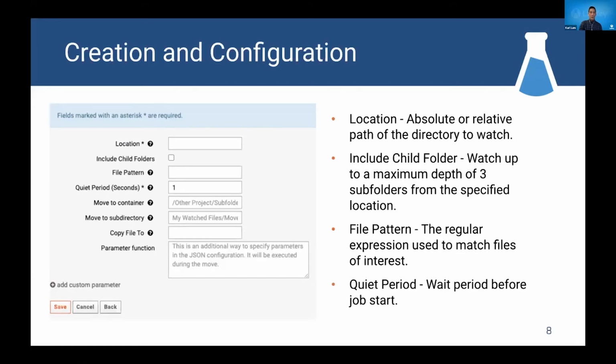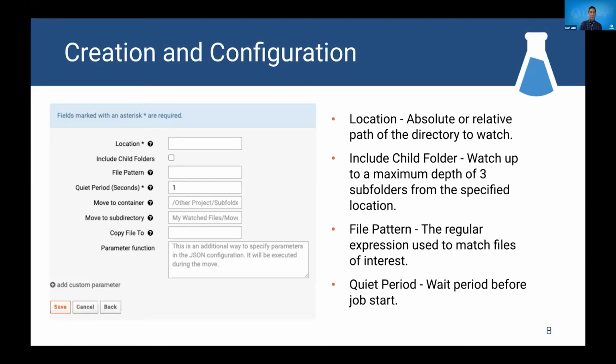So the second page of the wizard, a little bit more interesting options here. You have the location. So this is where in the file system that we are looking for a particular file pattern. And this can be either an absolute or relative path. And if it's a relative path, it's relative to the pipeline root of the folder that you're in.